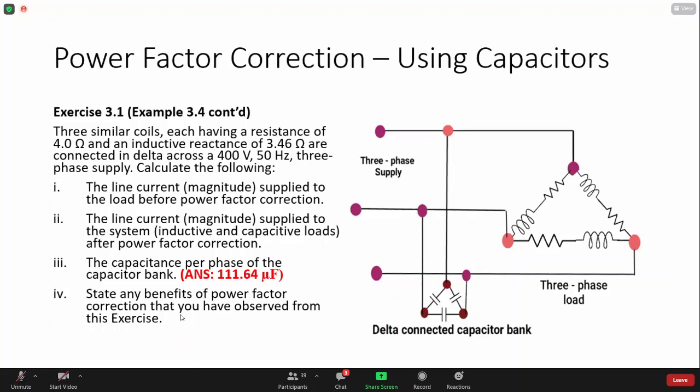What is the line current before we did power factor correction? And what is the line current of the system now after power factor correction? Those will be very simple. And this one, the capacitance per phase for the capacitor bank, I gave you the answer. And here you can state any benefits of power factor correction that you have observed in this problem. So that's something that you have to do tonight.